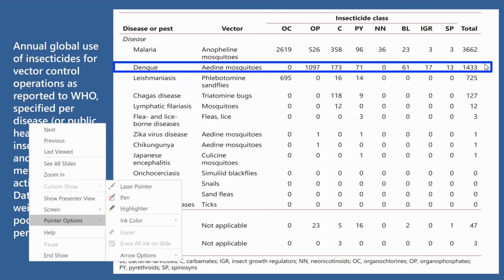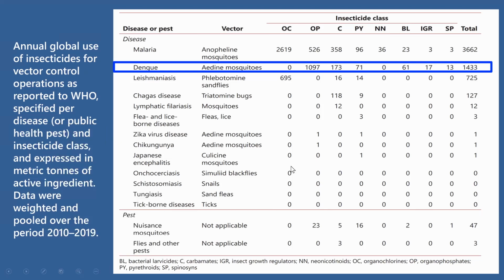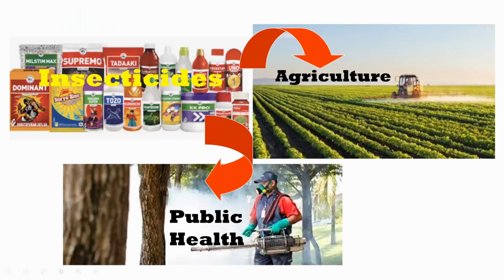And the amount of insecticide used for malaria is 3 times more than insecticide used for dengue control. Insecticides have been used in agricultural pests as well as public health pests, and this has caused the resistance development.